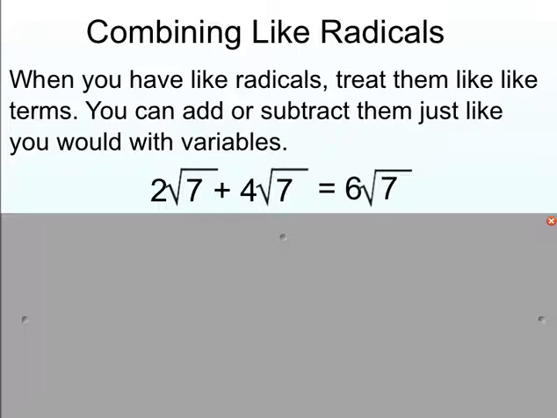So, when we combine like radicals, we treat them like terms. We can add or subtract them, just like we would with a variable. So, for example, if instead of 2 root 7 plus 4 root 7, we had 2x plus 4x, we would say those are like terms because the variables are the same with the same exponent. So, we can combine them by combining the coefficients to say we have 6x. Same with our radicals. We don't change the radical, it stays as a root 7, but we just count up how many total we have. And in this case, we have 6 root 7s.